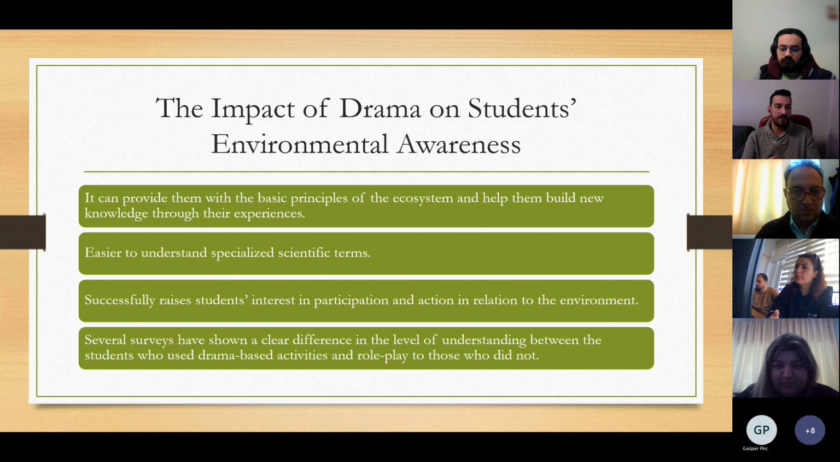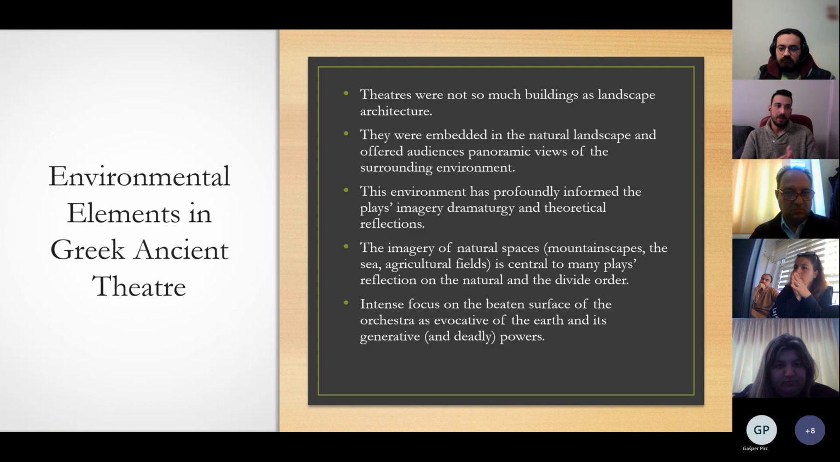So we also have several surveys that have indicated a clear difference in the level of understanding and level of knowledge between the students who used drama-based activities and role plays and those who didn't. And in fact, the former group was even more interested to keep up the research by themselves.